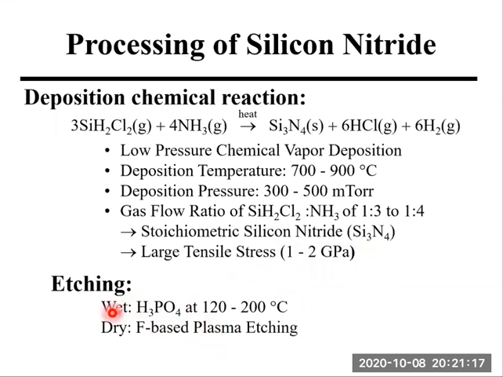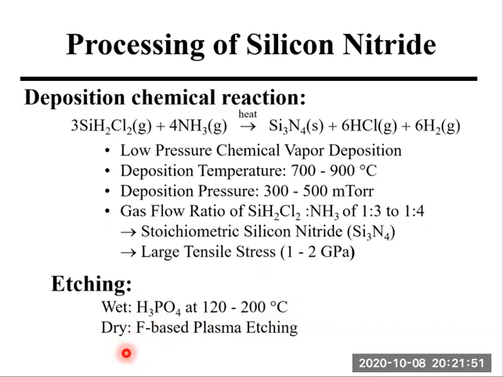Etching of silicon nitride. If we use a wet method, then we need to use phosphoric acid, and the etching temperature is 120 to 200 Celsius. So very high temperature for liquid etching. Right. So this is actually a pretty dangerous process.